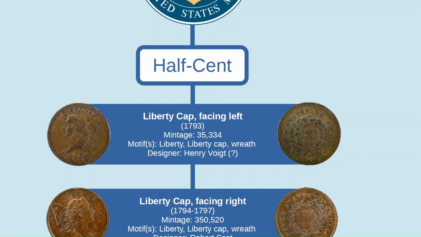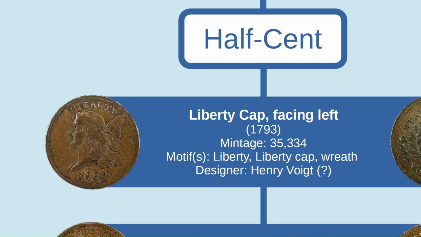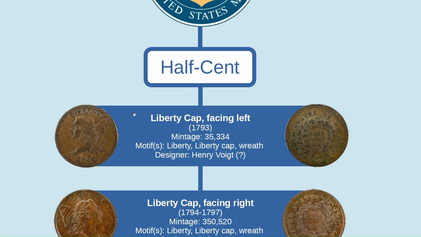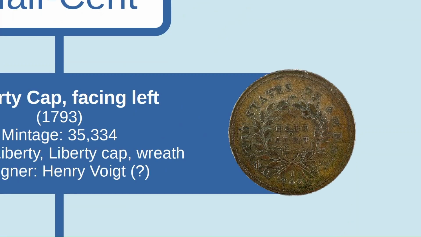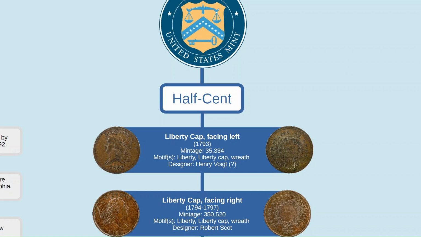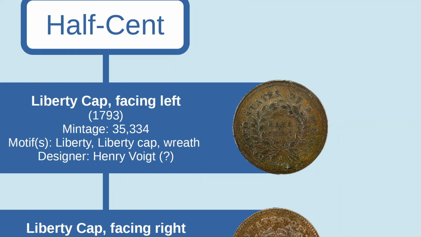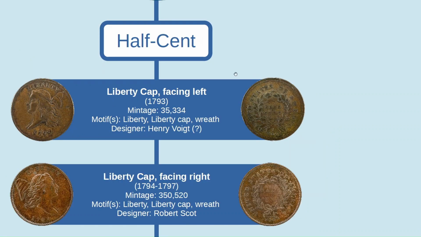The motifs here were pretty typical stuff. Liberty, the Liberty cap, and on the reverse of the coin, you have the wreath with the United States of America around it, and interestingly, they have a fraction down at the bottom. Now, this is something that early US coins of low denominations used. I believe this and the cent used fractions for some time.